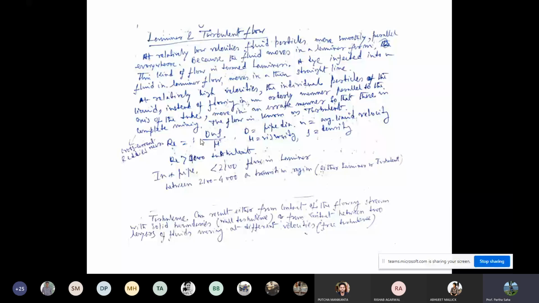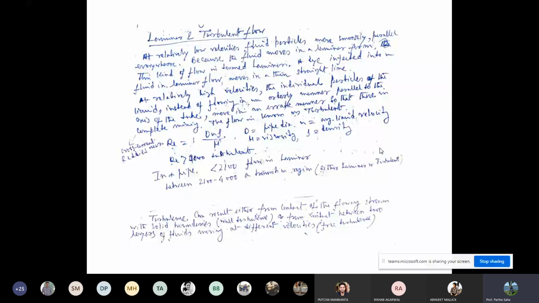If Reynolds number is less than 2100, the flow is called laminar. If it is more than 4000, it's called turbulent. And in between 2100 and 4000, it's called the transition region. What do you mean by transition region? There is mixing because this is neither completely laminar nor completely turbulent, so both types of flow coexist within this range. Reynolds number is a dimensionless number.